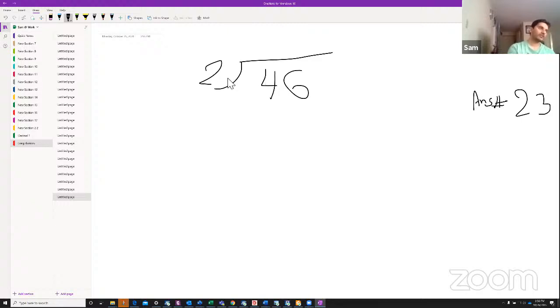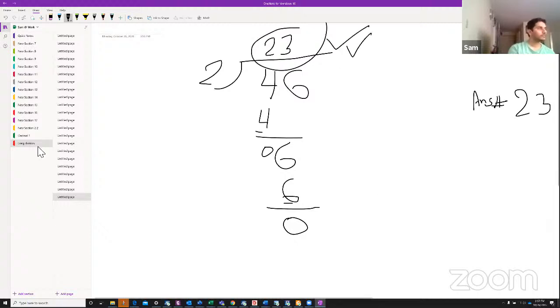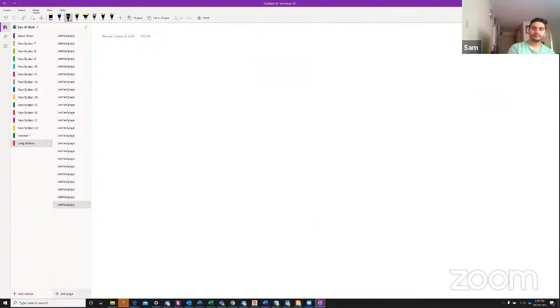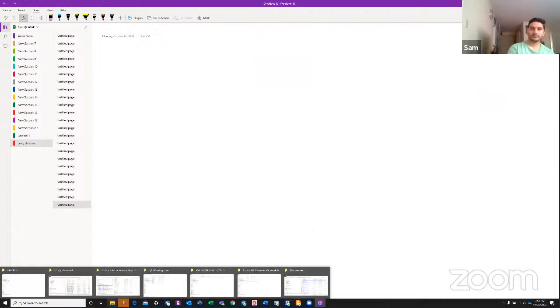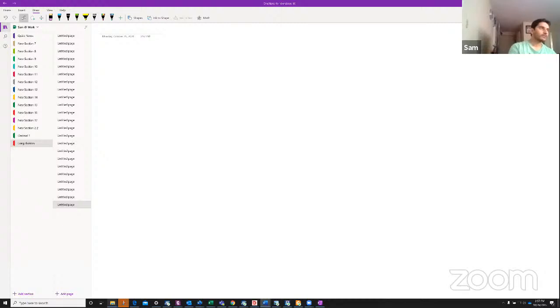If you divide 4 by 2, it's going to be 2. 2 times 2 is going to be 4. So then we have 0 right here. And we have a 6 coming down. If you divide 6 by 2, it's going to be 3. And it's going to be 0 right here. So 23 is the right answer. Okay. Let's do the new one.